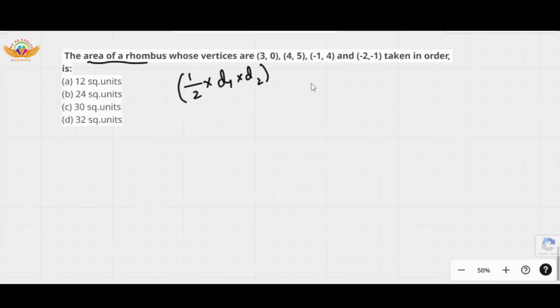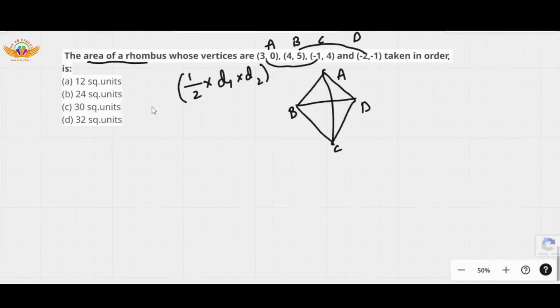If I take a rhombus like this, and I am taking this as A, B, C, D, these are the diagonals. BD and AC will be the diagonals. So let me take A point, B point, C point, D point. Now I have to take the distance of AC and the distance of BD. So what is AC?